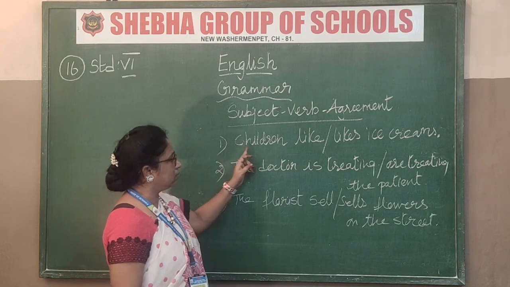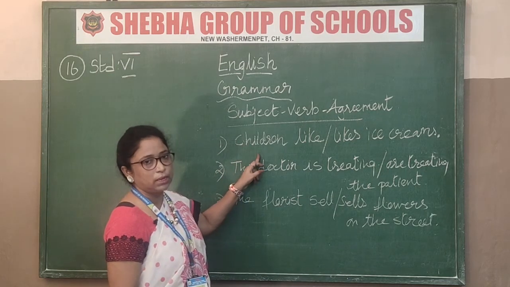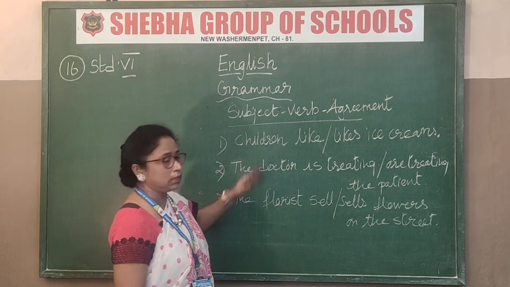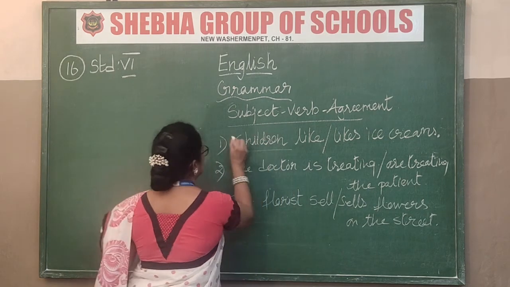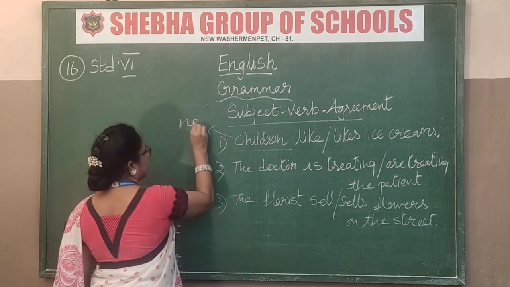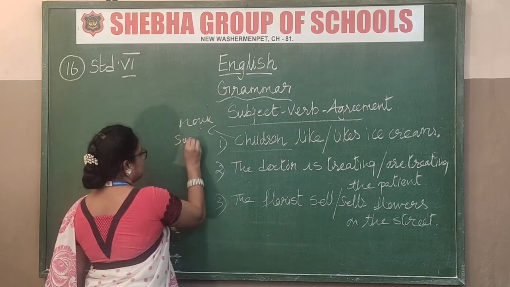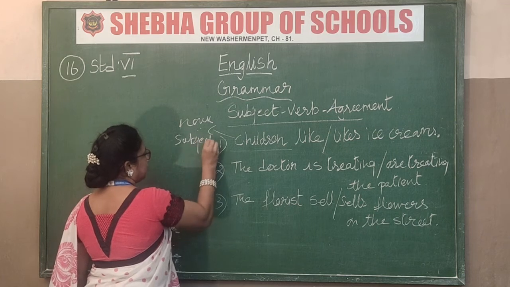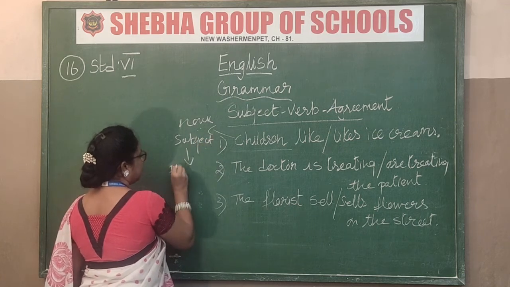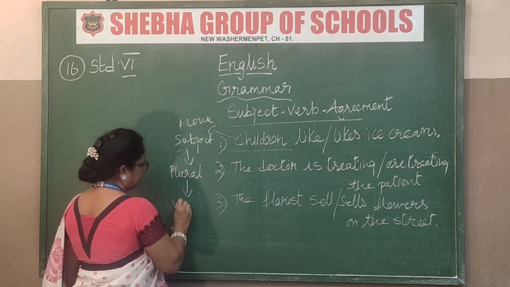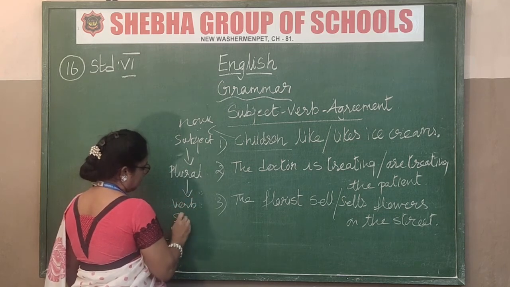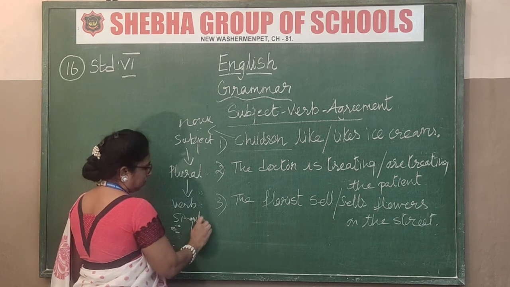See, when the subject is a plural. Okay, when the subject is a plural, that is this part, this is only the subject or the noun. You can say this is the noun, also known as the subject. When the subject is plural, it means the verb will be singular. Verb will be singular. Got that?